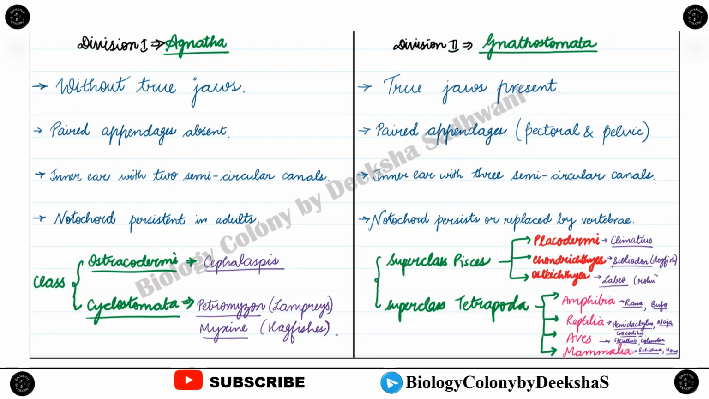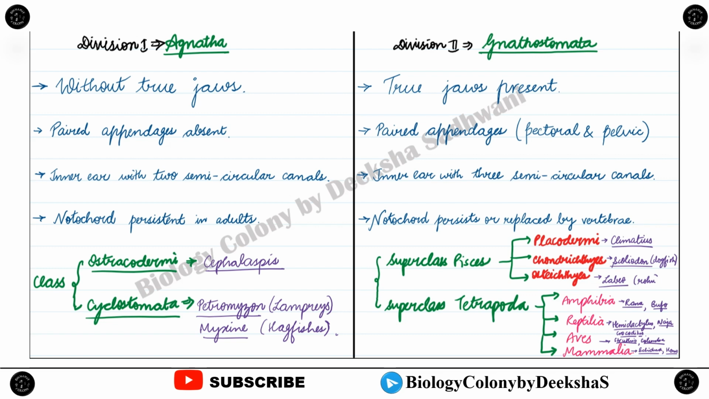Now let's talk about the difference between divisions Agnatha and Gnathostomata. Agnatha, they lack true jaws while Gnathostomata have true jaws. Agnatha do not have paired appendages while Gnathostomata have paired appendages that are pectoral and pelvic. Then inner ear with two semicircular canals are present in Agnatha while inner ear with three semicircular canals are present in Gnathostomata. Notochord is persistent in adults in Agnatha, while notochord persists or is replaced by vertebrae in Gnathostomata.